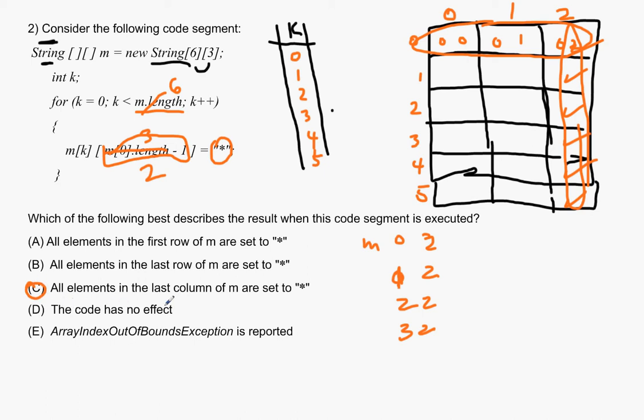This code has no effect? No, I don't see any errors in it. Out of index would mean somehow we called an element in this array that didn't exist, but I don't think we ever did. I believe the answer to this particular question is C. And here endeth the lesson.